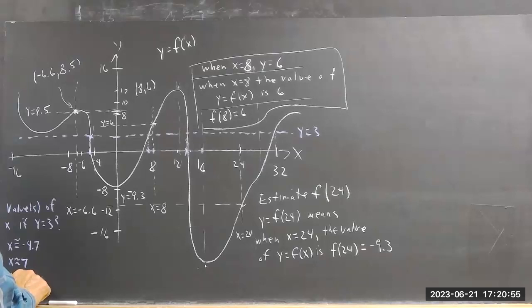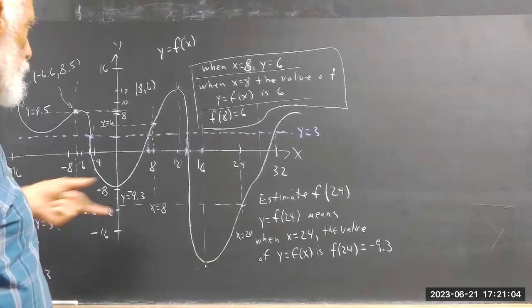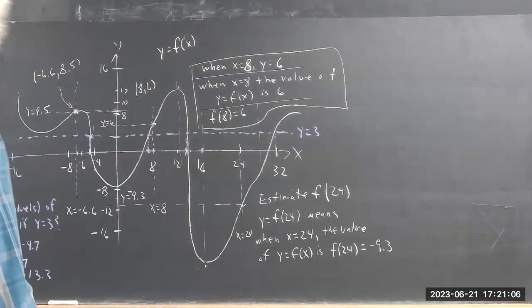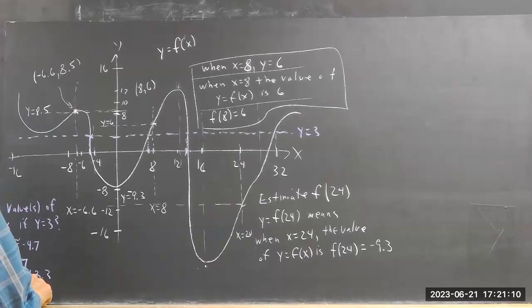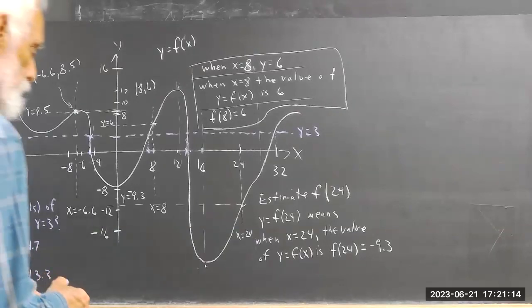Now, if you made estimates and your estimates aren't the same as mine, that's perfectly okay. First, you don't have the board to write on. Second, my estimates are probably off. And x equals 32.